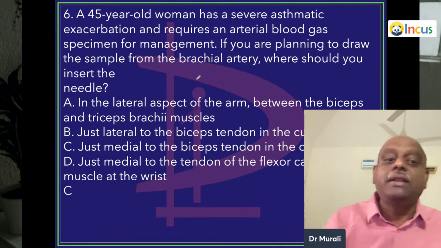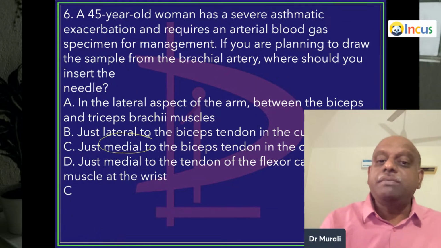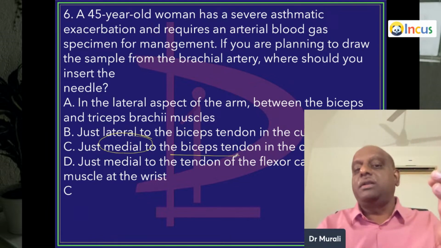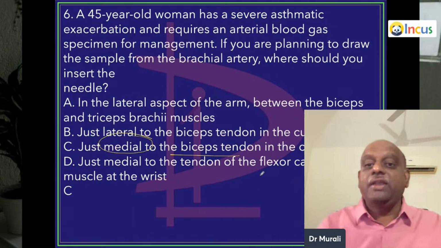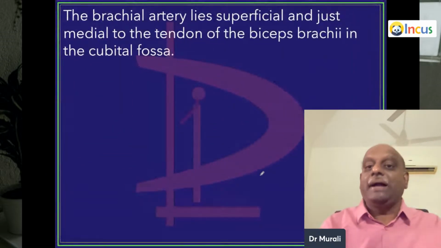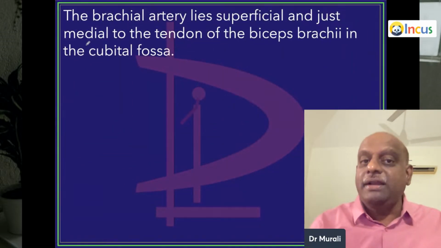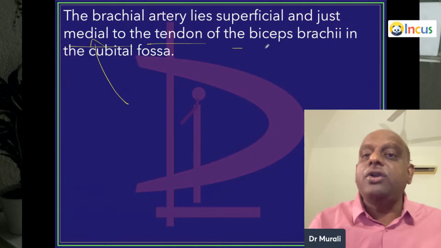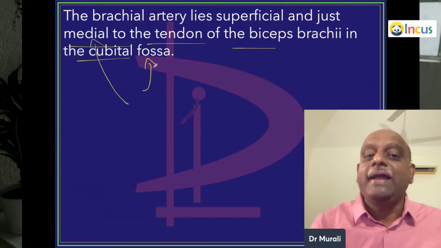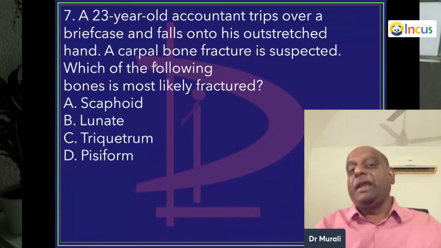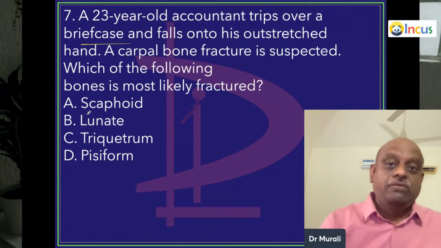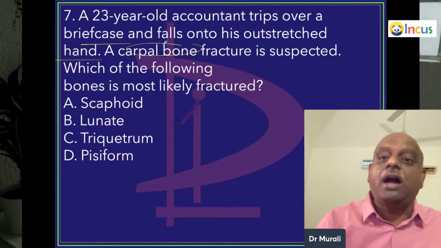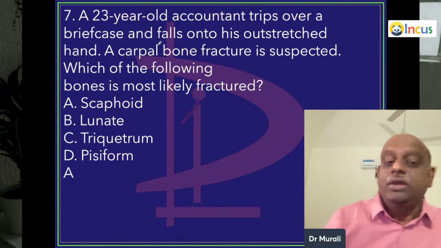Where will you insert? Typically just medial to the biceps tendon. You have the brachial artery, is what you have to basically remember. It lies superficial and just medial to the tendon of the biceps brachii in the cubital fossa, is what you should remember.